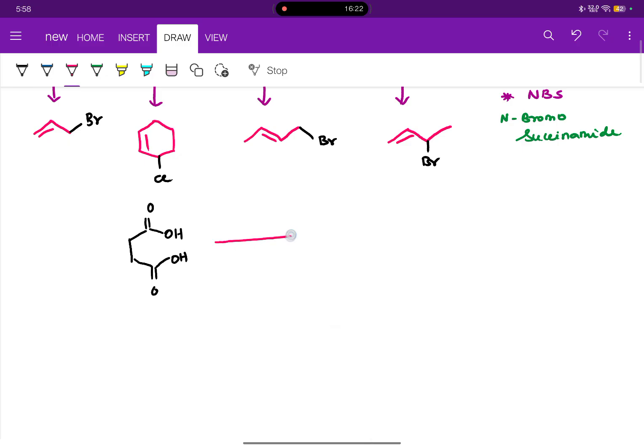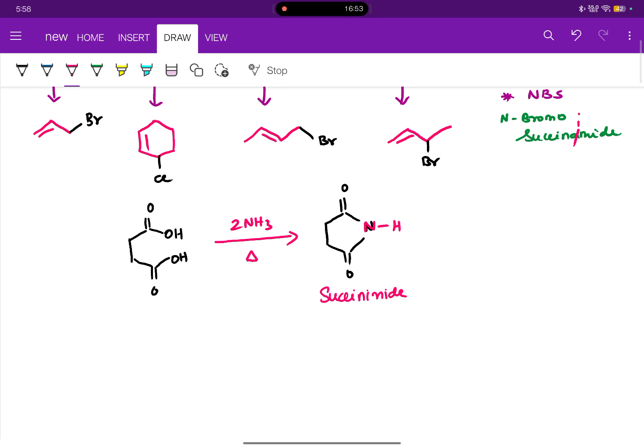So now what are we supposed to do? We are going to treat it with 2 moles of ammonia and heat it. So when you do this, what will happen? You will find an imide form. This is called succinimide. I have written amide, it's wrong. Succinimide.